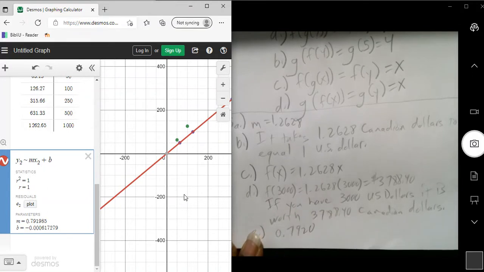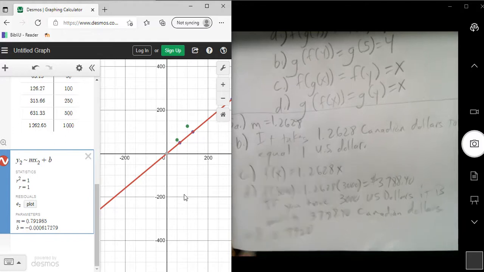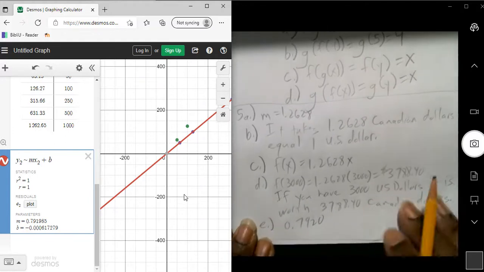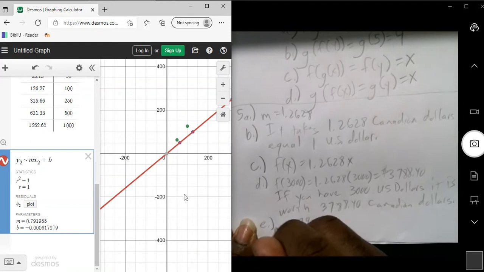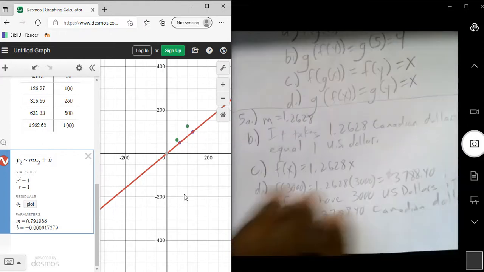Okay, so now we go to F. Oh, I'm sorry, I did one thing that I shouldn't have done. I should have put the M and then an approximation sign to show that this is the slope, that that's an approximation. So that's E. Now we want to go to F. It says, what is the practical meaning of the slope in function G?